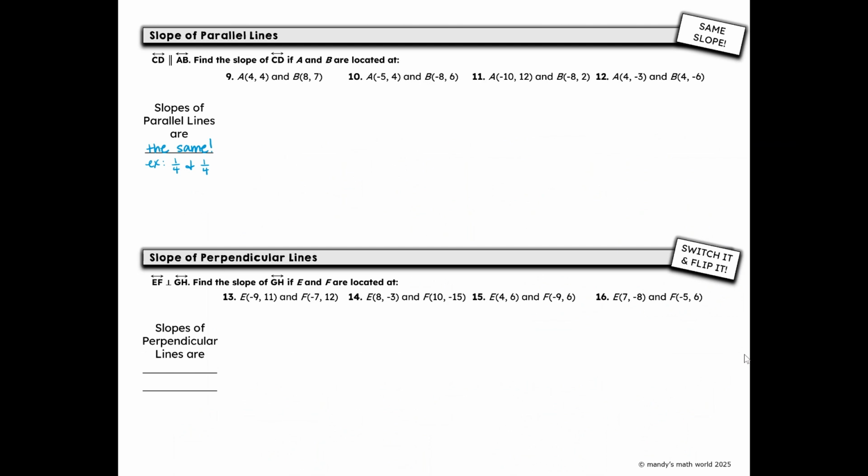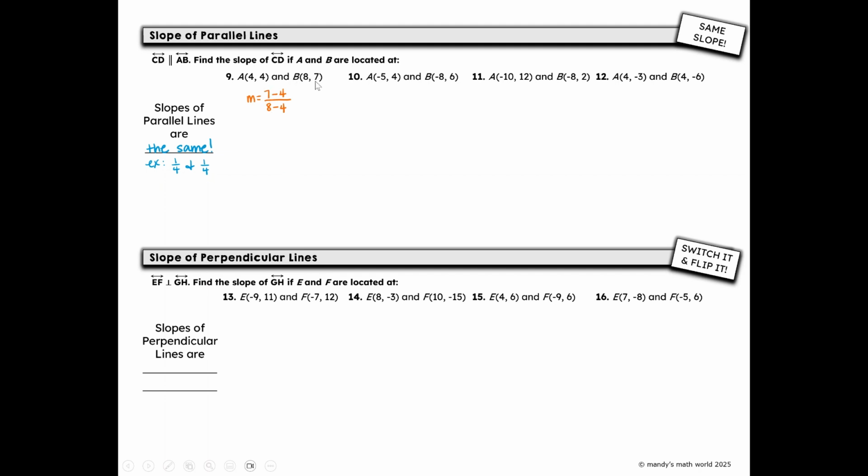So in 9 through 12, the directions say line CD is parallel to line AB. Find the slope of line CD if A and B are located at these points. Okay, so I'm going to find the slope of each of these lines, and I know that line CD is going to have that same slope because it's parallel to line AB. So let's use our slope formula.